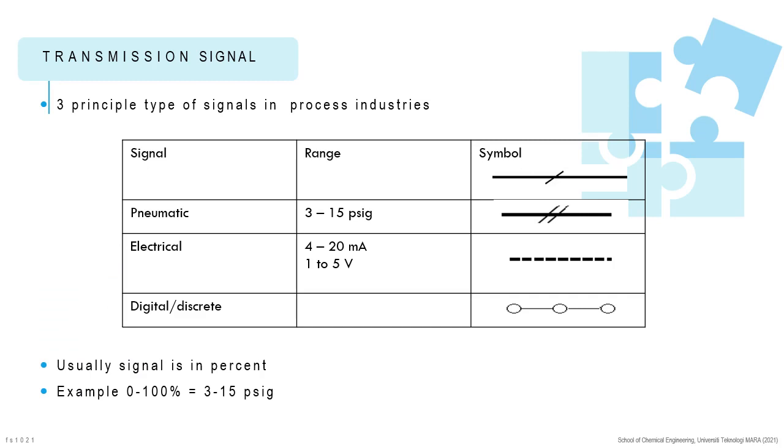There are three principal types of transmission signal in process control industries. The pneumatic signal or air pressure normally ranges between 3 to 15 psig. The usual representation for pneumatic signal in process and instrumentation diagram is a line with a slash. The electrical signals normally range between 4 to 20 mA or 1 to 5 volt. The usual representation for the signal in piping and instrumentation diagram is a series of dashed lines. The third type of signal is digital or discrete signal, which is always represented by binary code of zeros and ones.